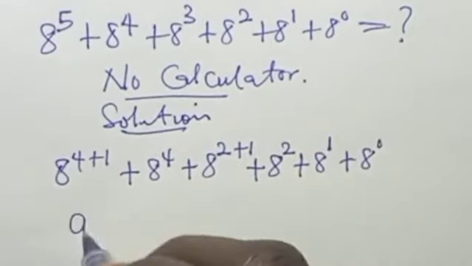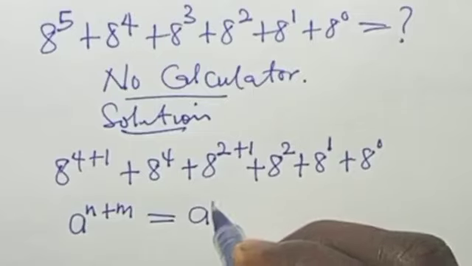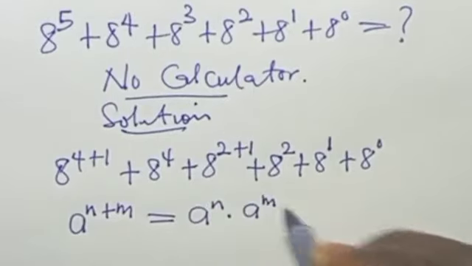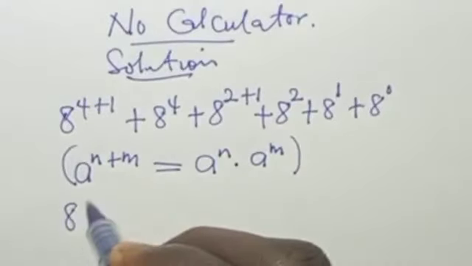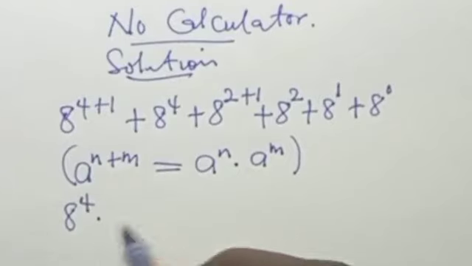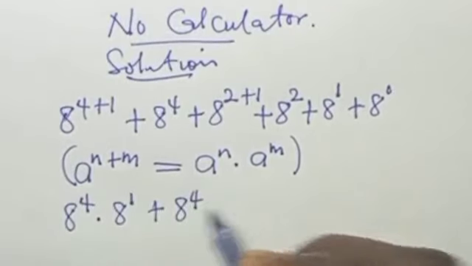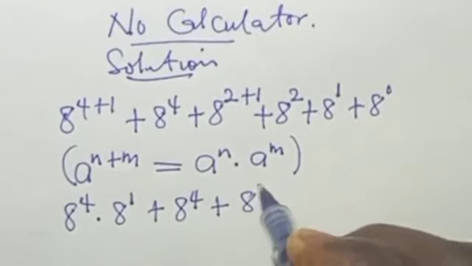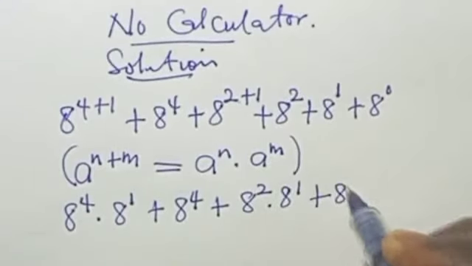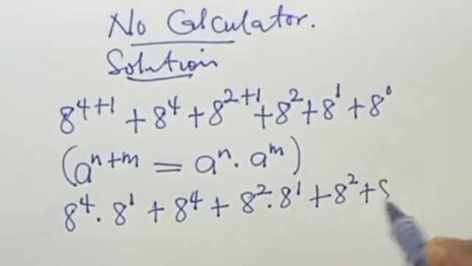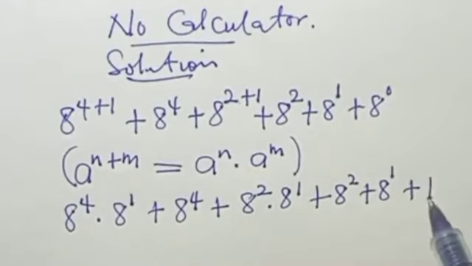So here remember a raised to power n plus m is equal to a raised to power n times a raised to power m. So we apply that here and it means 8 raised to power 4 times 8 raised to power 1 plus 8 raised to power 4 plus 8 raised to power 2 times 8 raised to power 1 for this, plus 8 raised to power 2 plus 8 raised to power 1 plus 1. Anything raised to power 0 is 1.